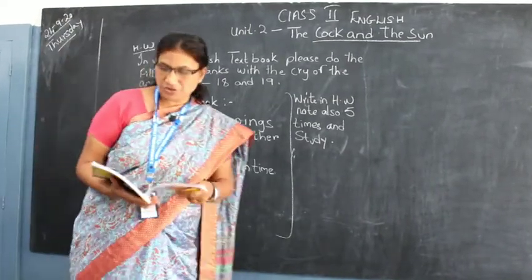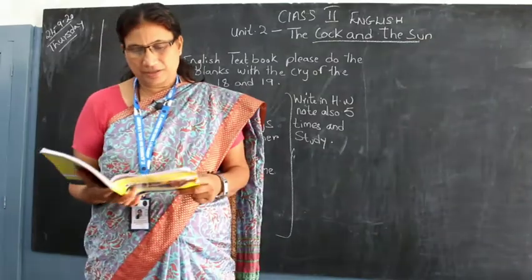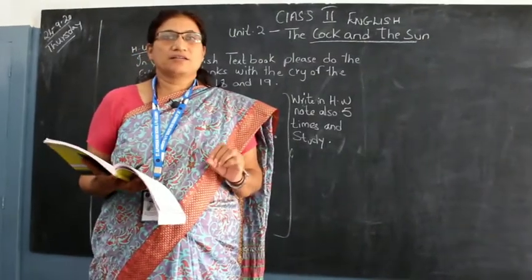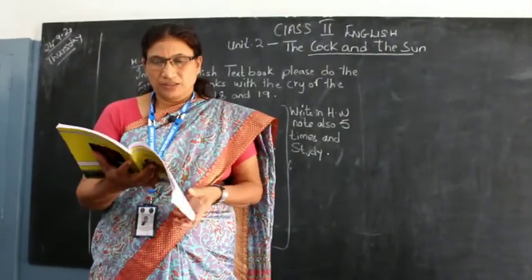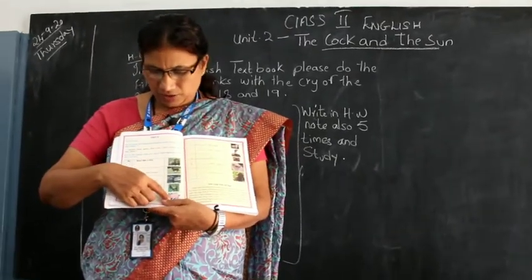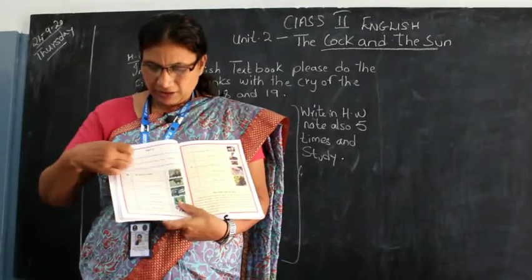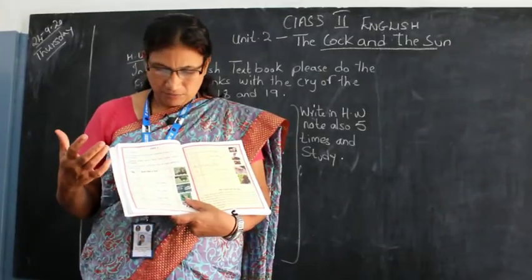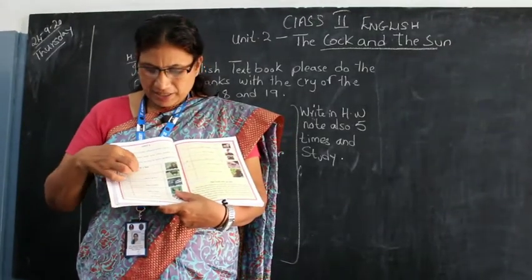So before we proceed to the lesson, before I read the lesson, there is a small exercise for you all to do at home. As you can see in Unit 2, they have given some animals out here, children. And in the options they are given the type of noises that the animals make. So, roar like a lion.